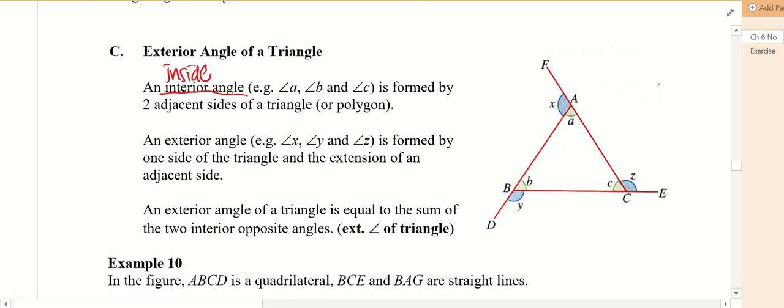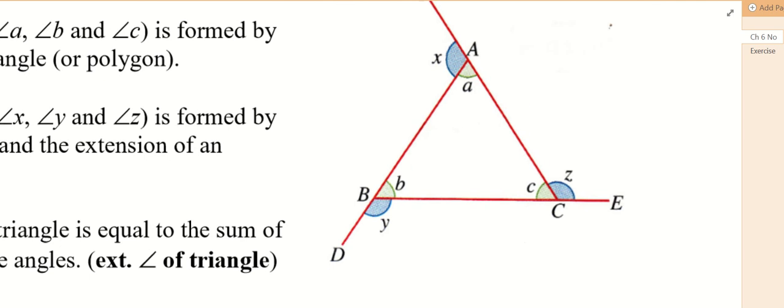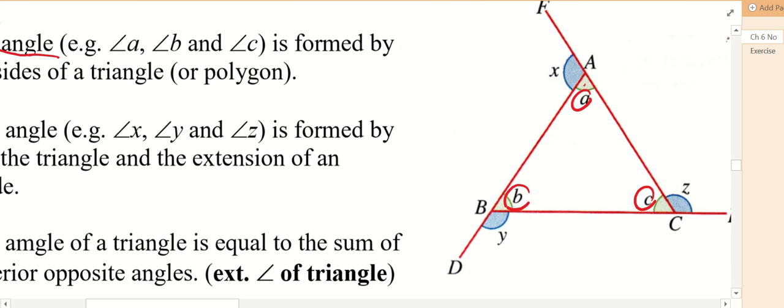If you have heard of the word interior design for houses, interior designers design how a home looks from the inside, not the outside. So your furniture, your paint, your decorations, all this, those are interior design. So inside. For example, the interior angles here are angle A, angle B, and angle C because they are inside the triangle. But how about angles outside the triangle?